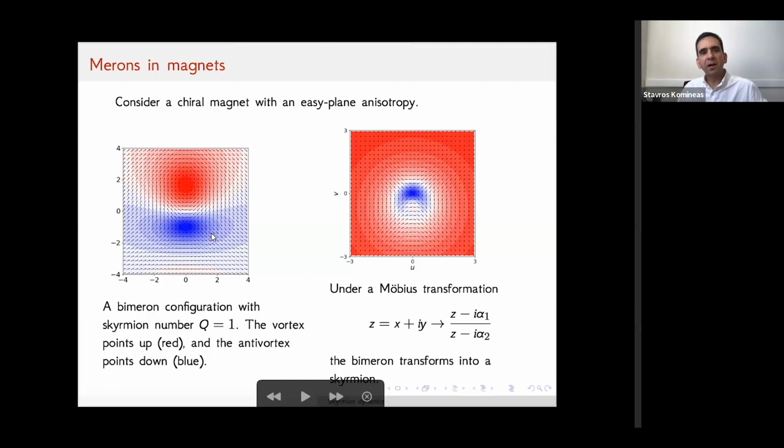Now, how do you understand that? Formally, you take what is called an interesting transformation. It's called the Möbius transformation. You go in the plane x plus iy, the complex plane, and you take this transformation. This A1, A2 are the positions of these two merons, these vortex, anti-vortex, and then this is transformed to this thing here, which looks like a skyrmion.